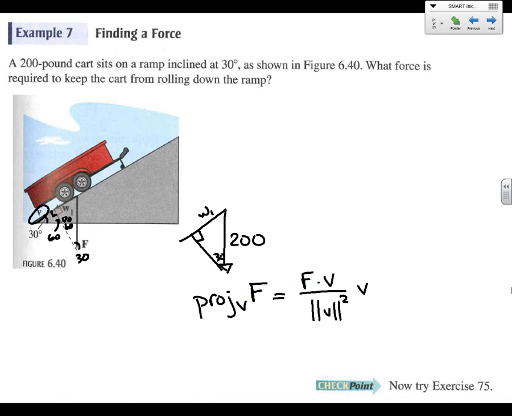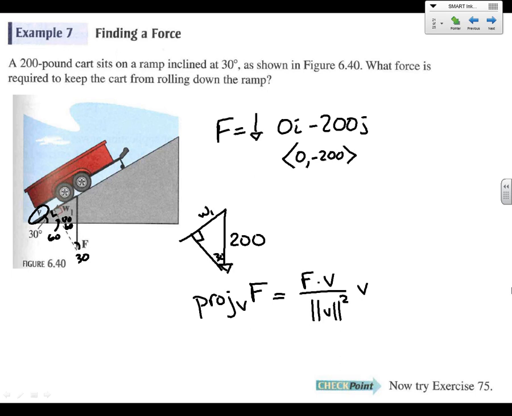Sorry about that. Okay, so we need to see if we can figure out what the F and the V vectors are. So let's look at F first. F is going straight down with 200 pounds. All right, so that's going to be 0i, and it's going to be minus 200j, or we could write it as <0, -200>. Right, that's our F. It's going straight down.